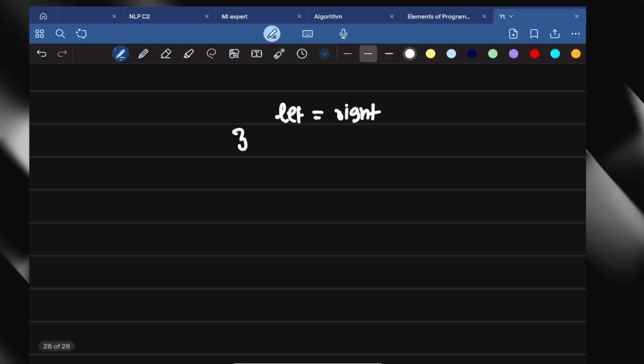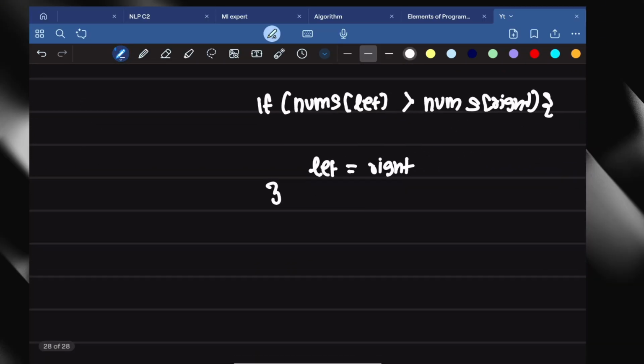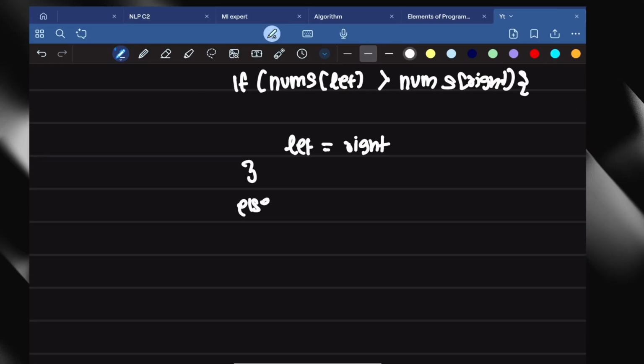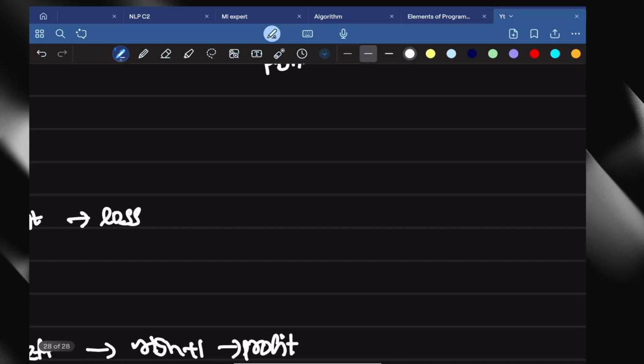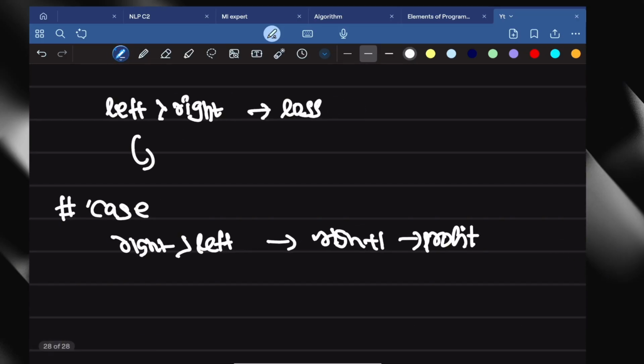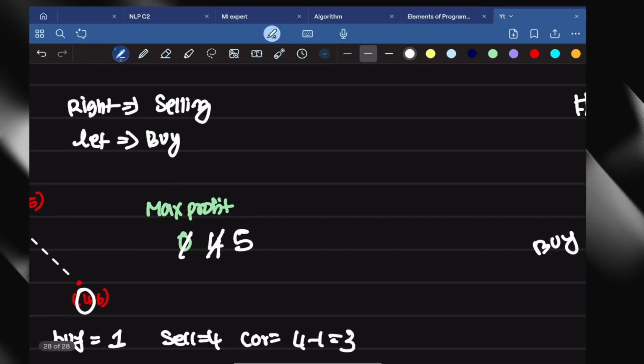And what is the next case? The next case is going to be this one. Further, we no need to write because we can directly have an else condition. And here we have to update the max profit. If you remember, whenever we got this case, we will update the max profit.